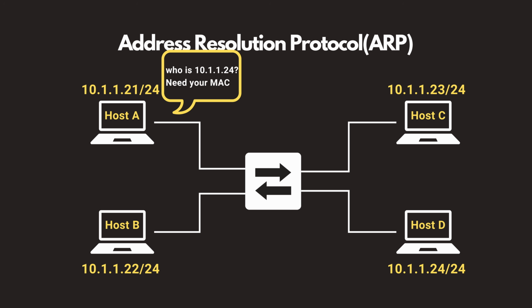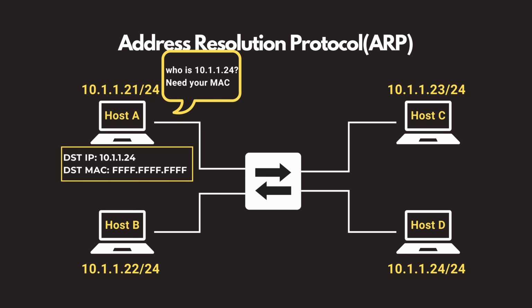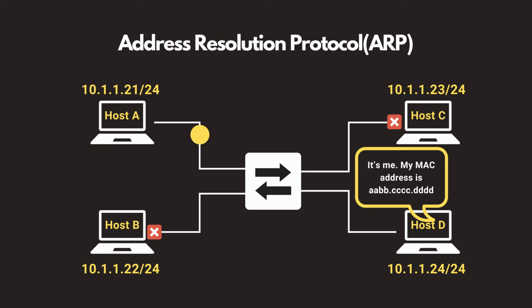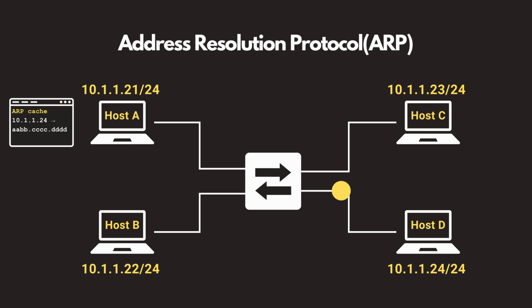Need your MAC address. It sends it with a broadcast MAC address, then the switch floods the request to all ports. Since host C and host B do not use this IP, they will just discard the data. But host D will reply and the correct MAC address will be stored in your computer's ARP cache. So for the next transactions, your computer will send directly to host D.